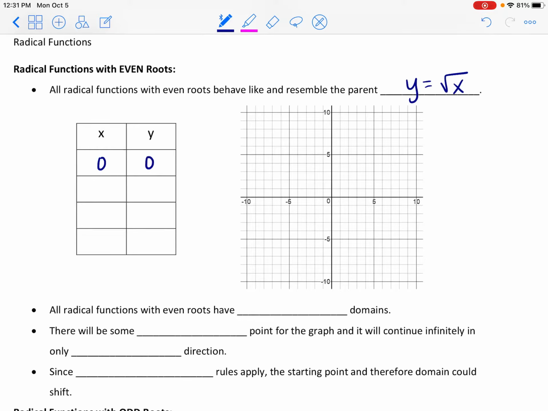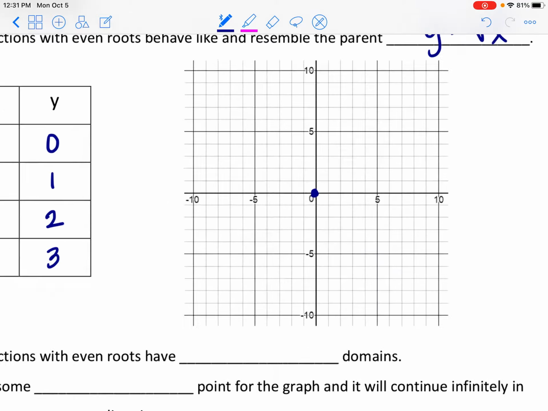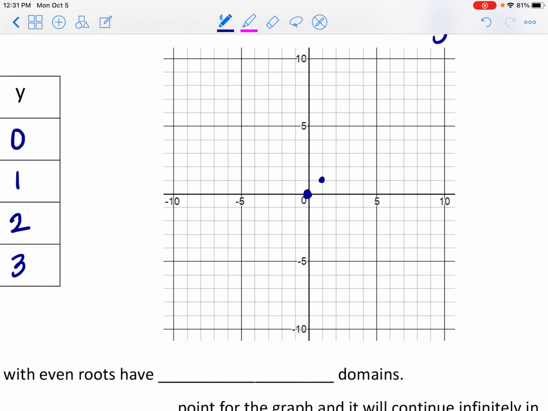And then I could square root 1 and get 1, and I could square root 2 and get a decimal, but I don't want to graph that, so I'm going to skip to the next perfect square, which is 4, where the square root of 4 is 2. And then again, I'm going to skip all the way to 9 because the square root of 9 is a nice 3. So we're going to have a point at (0, 0), a point at (1, 1), at (4, 2), at (9, 3), and this graph's just going to keep going.